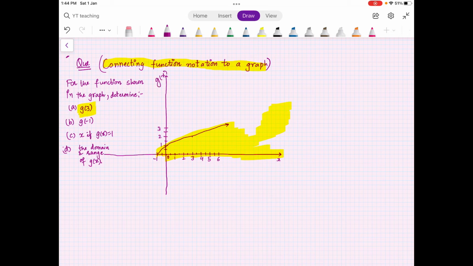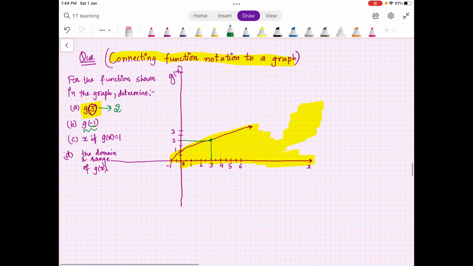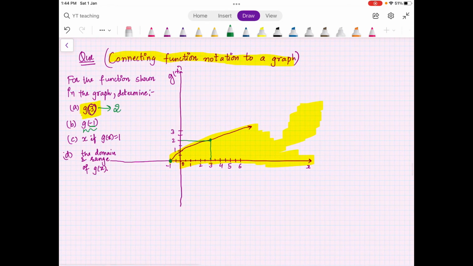So you can just go to x equals 3. g of 3 means your input is 3. So I'll go to 3 and then go to the graph and see what the value is. You can see this point corresponds to 3. The value of g of 3 is 2. And then next is, what is g of -1? The input here is -1, so you go to -1 and see what the value of the function is. That is 0, because we are on the x-axis.